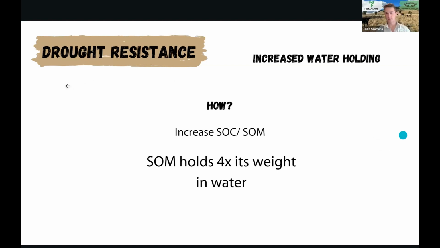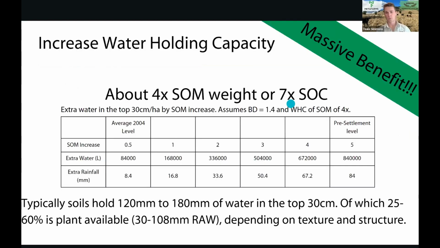That's a summary of what I said before. Essentially, if we increase our soil organic matter, we can increase the water holding capacity, or the amount of water we can hold, which is expressed in rainfall. If we increase it to even 5 times the soil organic carbon amount, we can almost double our water holding capacity. So soil organic carbon is truly the main way we can increase the water holding capacity in our soil, and it's a massive benefit.